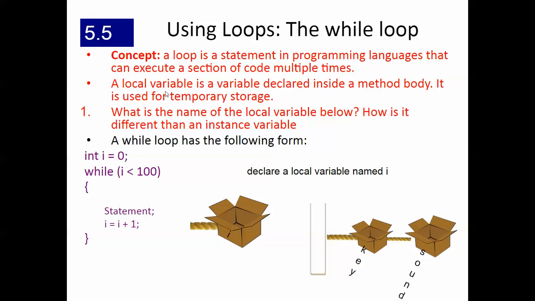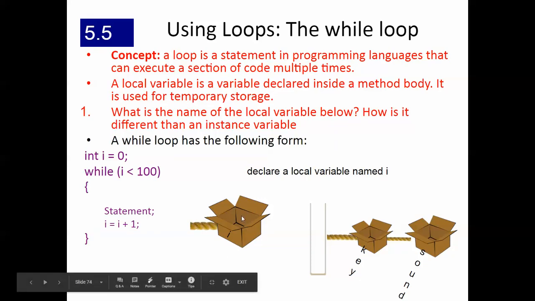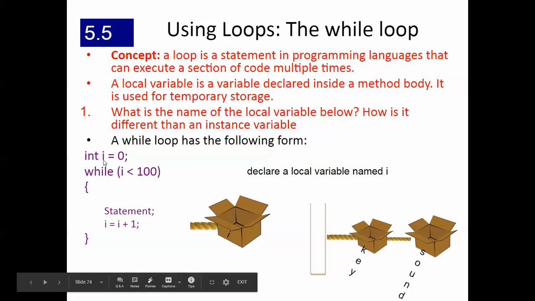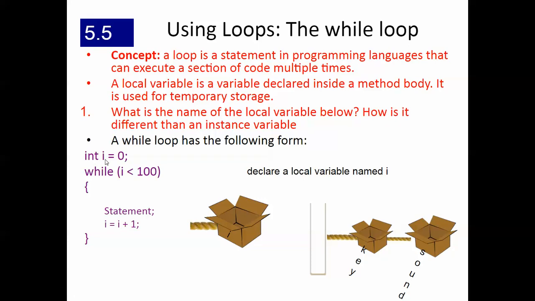So we've used instance variables. Okay, so a local variable, just like an instance variable, is like a box in the RAM that holds stuff, except it is declared inside a method body. So for example, if this is a method, you say int i equals 0, so you're declaring it inside a method body, and it's used for temporary storage. So instead of this box lasting forever, it is temporary. It disappears after a while.